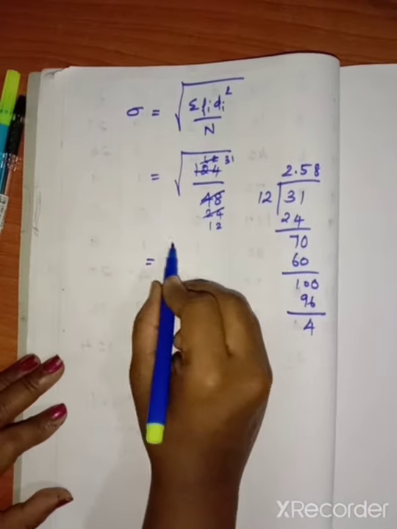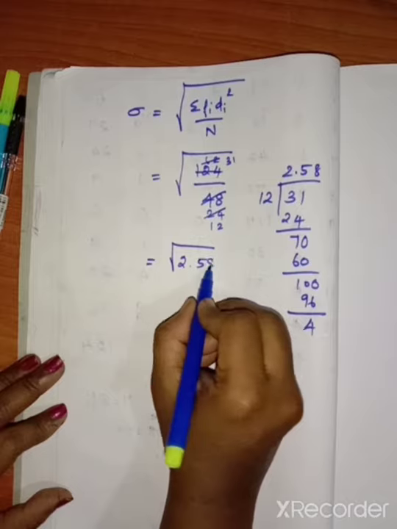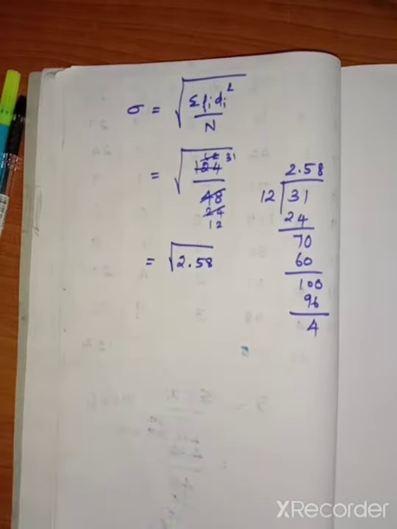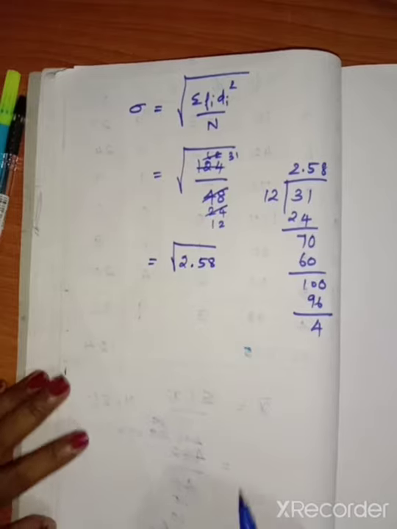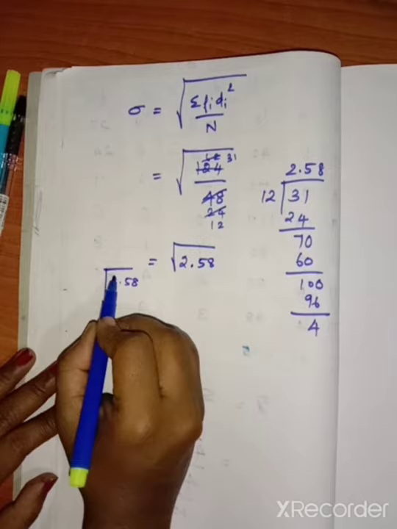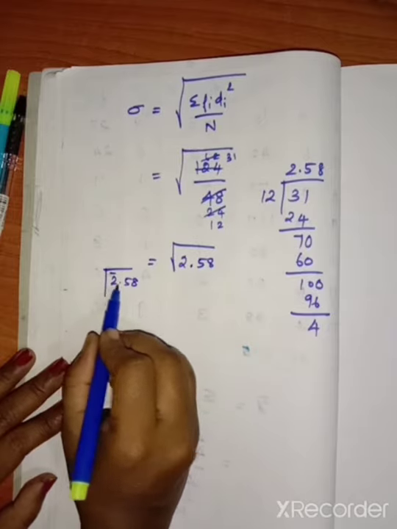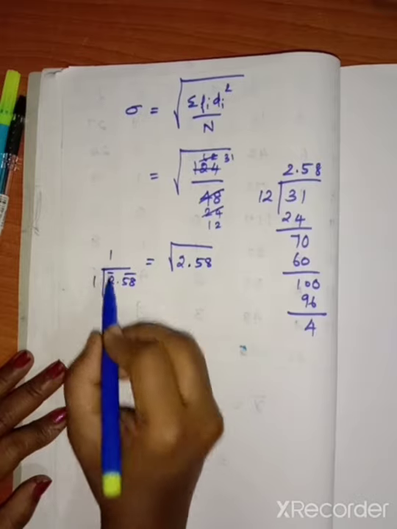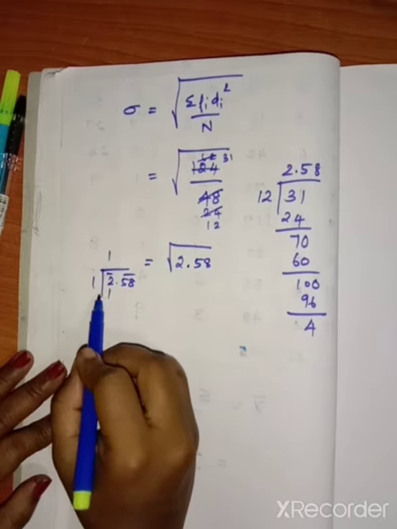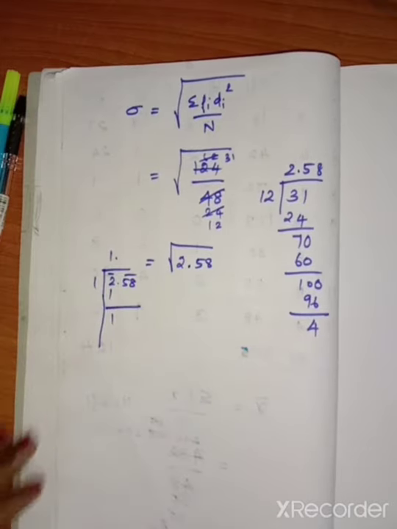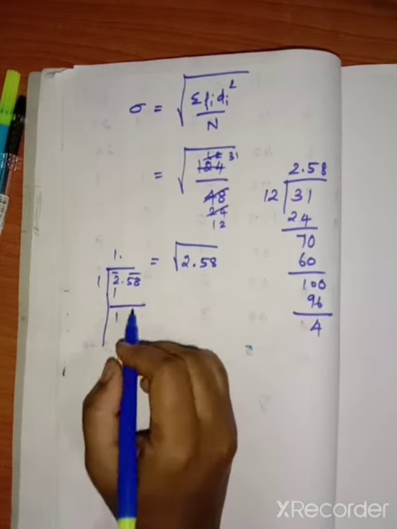So root of 2.58. For this we want to find the root, that means we can use the long division method. That means for the long division of 2.58, here it is an odd number, so 1 2 alone we have to take. So if you use the square root, 1 ones are 1. If you subtract, it is 1, and point goes in the quotient place.